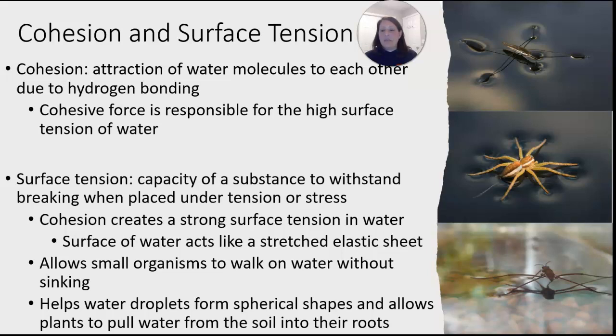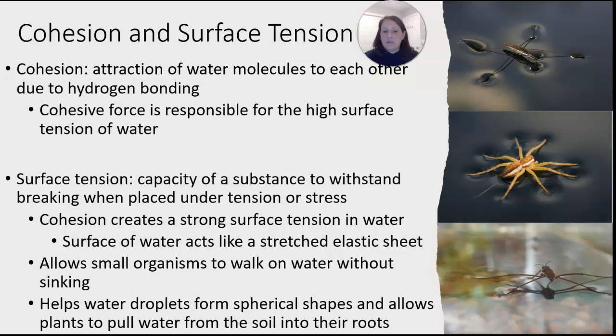Okay, so in this example here, we've got three different organisms that are able to actually walk on water without sinking. Now they're small, they don't weigh too much, right? And they're not breaking the surface. So that surface tension is keeping them above water. So there's one example, and these organisms rely on that in order to survive.